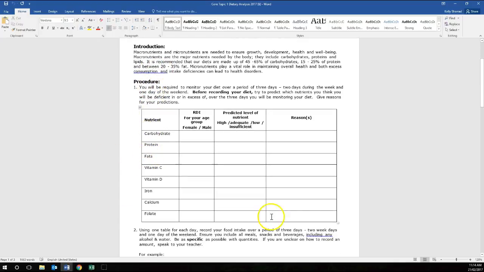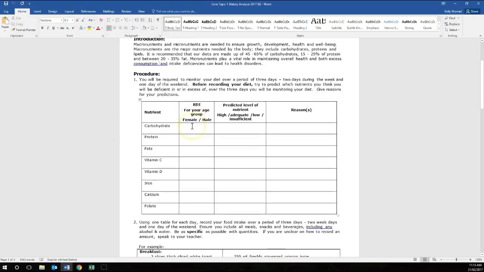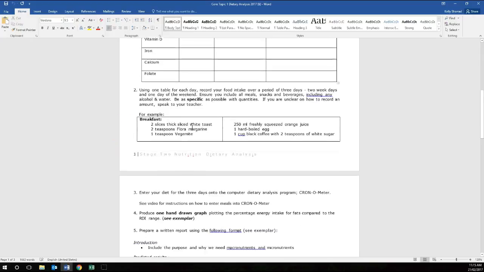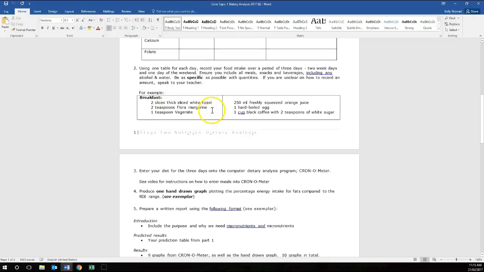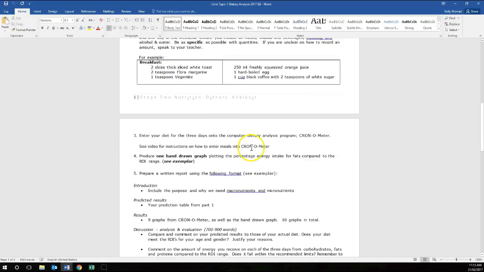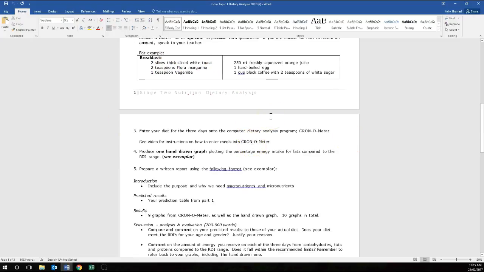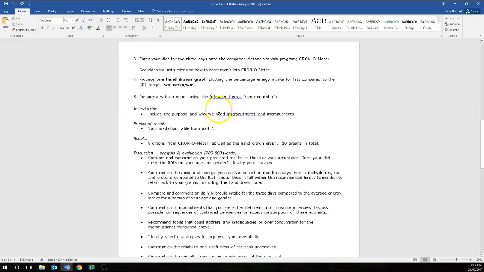So I'm not going to go through the prediction table because you should already have done that. And I won't go through how to enter in your food into Chronometer because that's in a separate tutorial. But what I'm going to talk about today is how to actually structure your report for this dietary analysis. So firstly, you need to have an introduction.